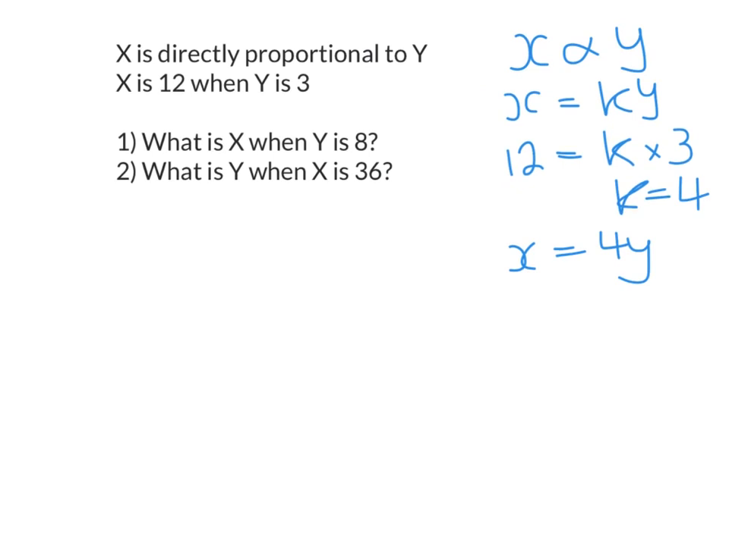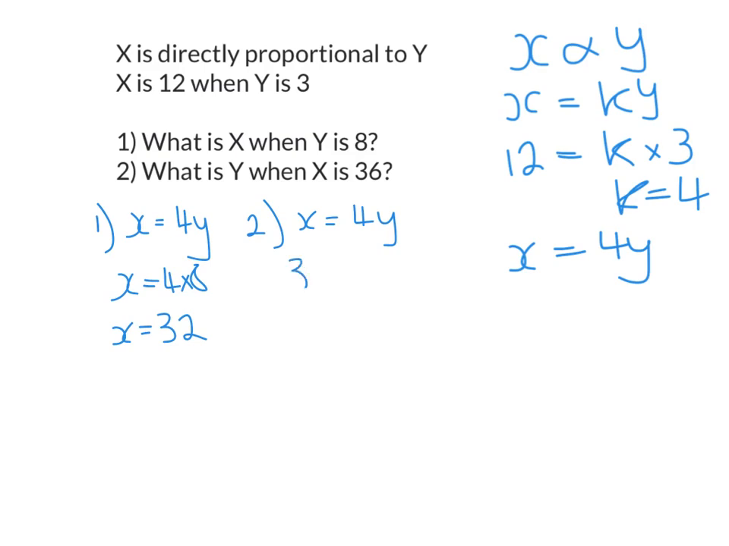Let's use that now for these questions. Question 1. X equals 4Y. What is X when Y is 8? So X equals 4 times 8, which must be 32. And question 2. What is Y when X is 36? X equals 4Y. 36 equals 4 times Y. Well, 4 times 9 is 36, so I can then say that Y equals 9.